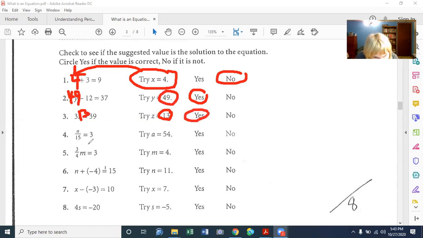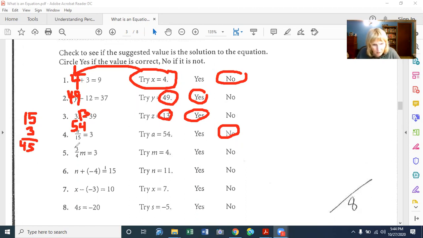We'll do one more. Number 4, that's an A. A is 54. So this is 54 divided by 15. So 54 divided by 15 would have to equal 3. Well, I already know that 15 times 3 is going to give me 45, right? That is not going to give me 54. So that's a definite no. 54 divided by 15 is not going to give you an even 3. So go ahead and try the others.